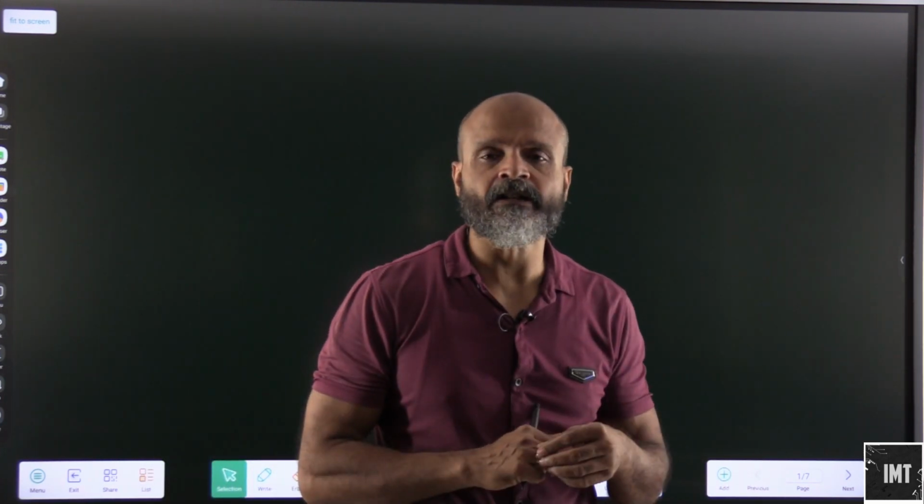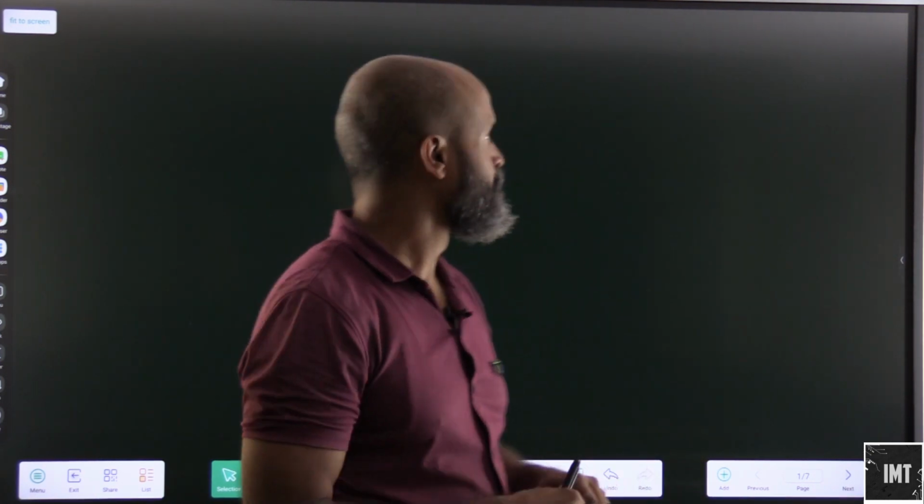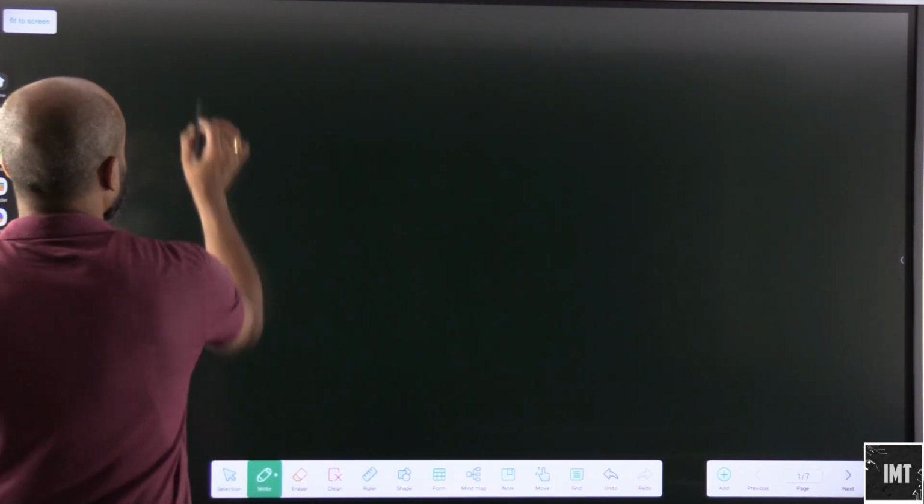We are going to start with the slope of a line today, and we are going to cover what things are there. We are going to cover some easy examples and then we will move on to the little difficult ones. Okay, so first we are going to start with the slope of a line.